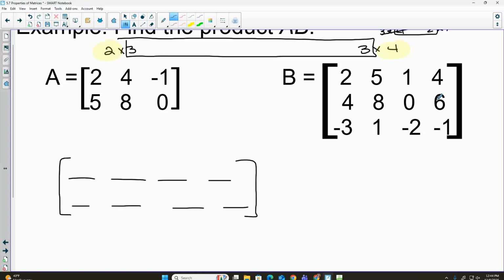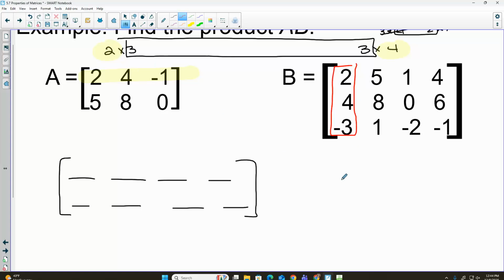To do this, you have to take a row times a column. Okay, we are going to get first row 1 in this matrix. To get row 1 in my answer, I'm going to use row 1 in my first matrix. Okay? And I'm going to take it times each of these columns. So first, I'm going to do row 1 times column 1.